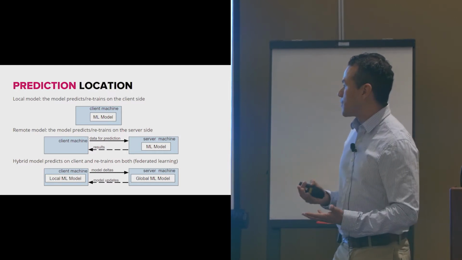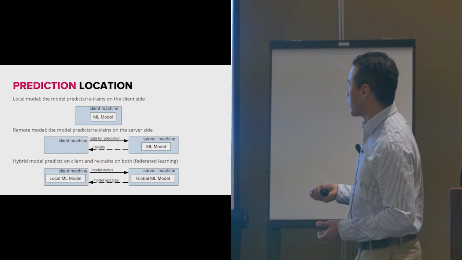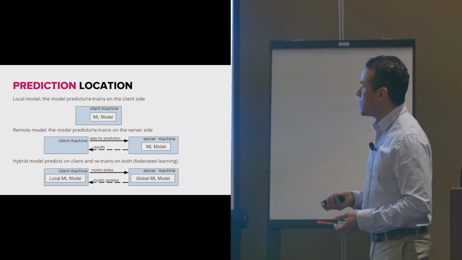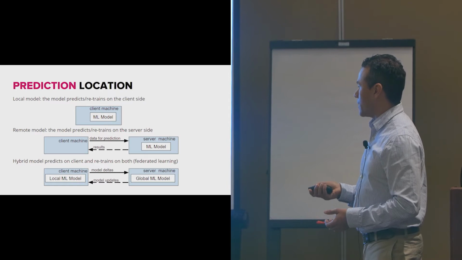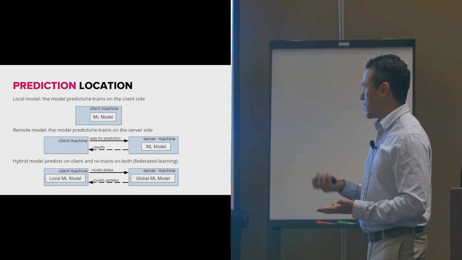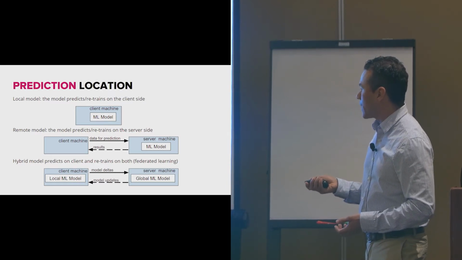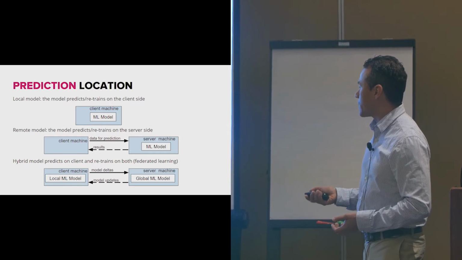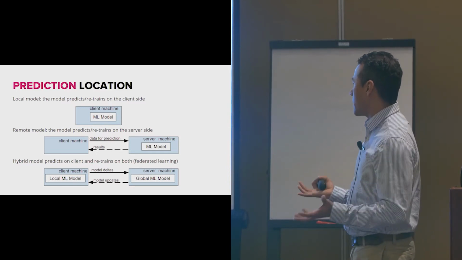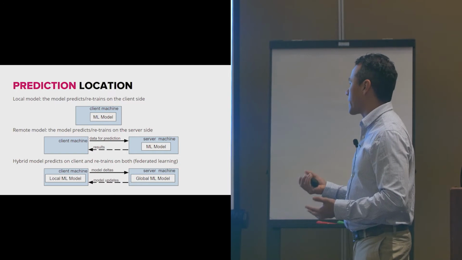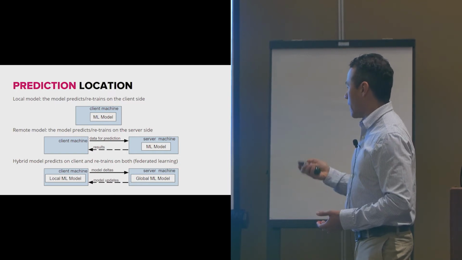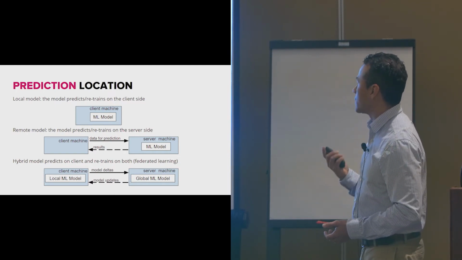And there's a third approach, which is a hybrid model. An example is federated learning, where the model is predicting and retraining on the client machine, and also taking retraining information and retraining globally on the server machine. So this is another important decision.